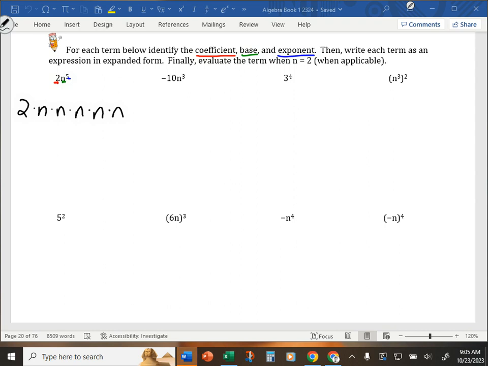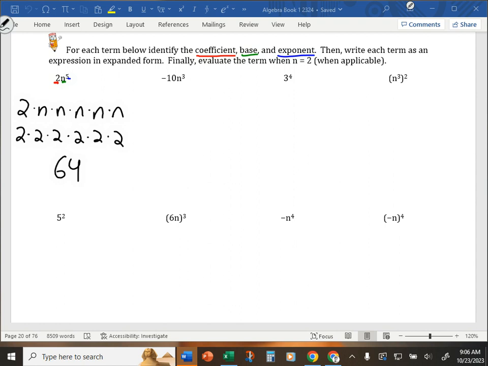And then it says evaluate the term when n equals 2. So if n is 2, we're just replacing all these n's with 2's. You have to write that out. Yes, I know it's painful, but if I have to do it in my advanced age, then you can do it as well. And what do we get? What is 2 times 2 times 2 times 2 times 2 times 2? 64 is correct. Okay.